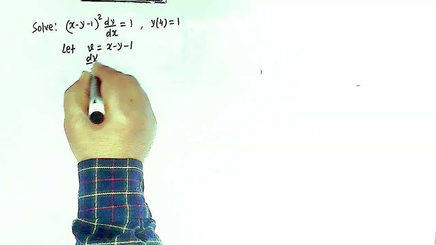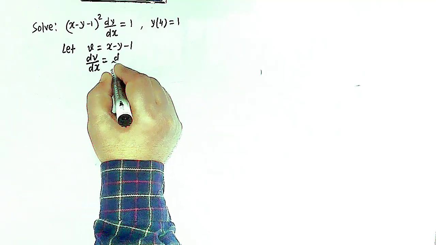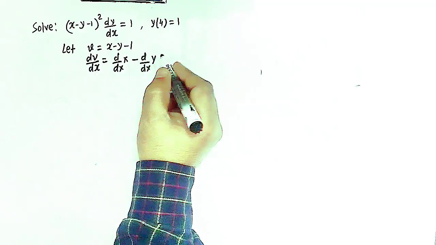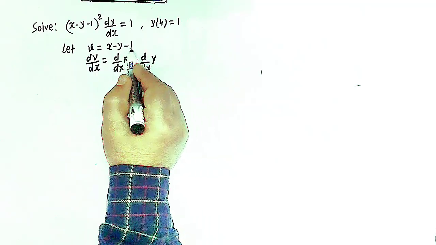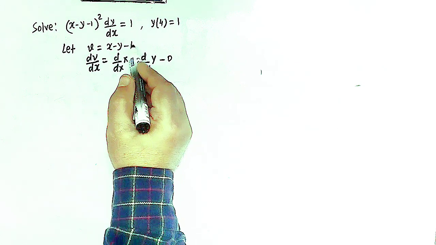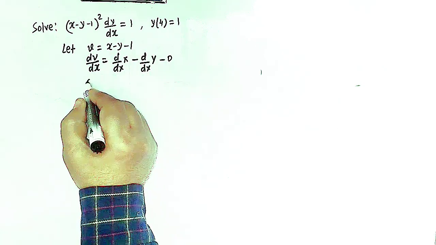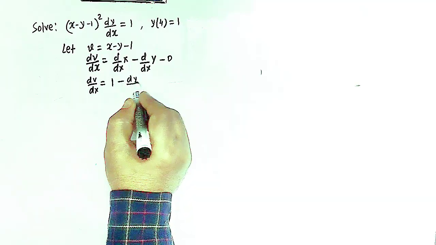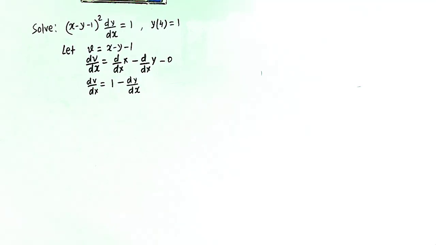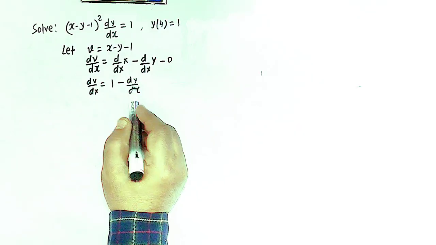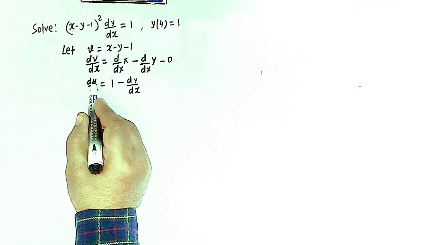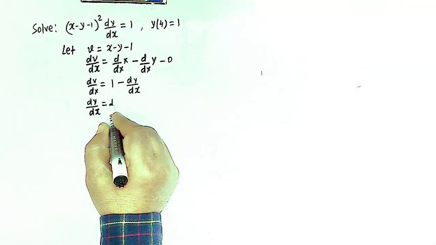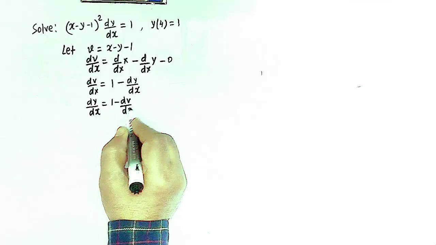So we have dv over dx is equal to d by dx of x, then we have d by dx of y, and 1 being a constant, so the derivative of 1 with respect to x is 0. So we have dv over dx is equal to 1 minus dy over dx. So now let us write the value of dy over dx in terms of dv over dx. So we can now write dy over dx is equal to 1 minus dv over dx.